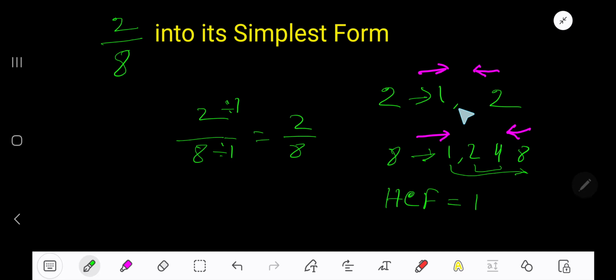Look, this 2 has only two factors, 1 and the digit itself. So this is a prime number. If you get any prime number, either in numerator or denominator, you have to think that the highest common factor between numerator and denominator will be 1. And if you divide numerator and denominator by 1, you will get the same result. So this is the simplest form or reduced form or lowest term.